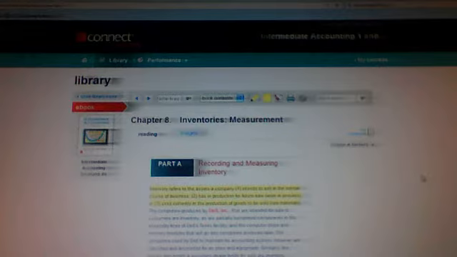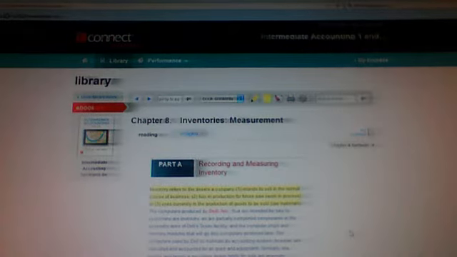Okay, Chapter 8, we're going to start talking about inventory and how we record and measure inventory. And to start out with, inventory definitionally refers to assets of a company, and those assets they would either intend to sell in the normal course of business.